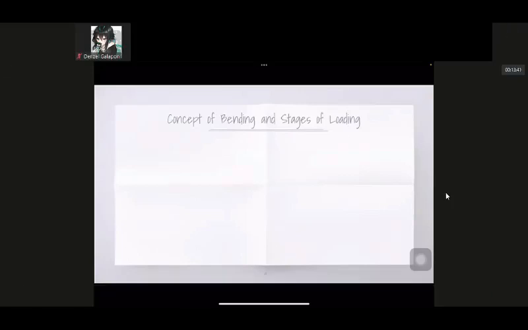Bending and stages of loading: there are two stages. First is the uncracked stage, wherein your actual moment is less than the cracking moment. Therefore, the actual stress is also less than the modulus of rupture. So small loading does not produce tensile cracking. At this stage, the concrete resists both tension and compression linearly, elastically, with minimal tension in the steel.